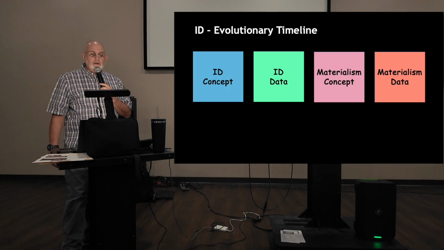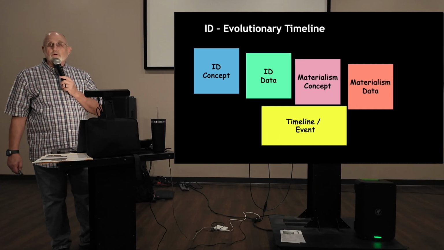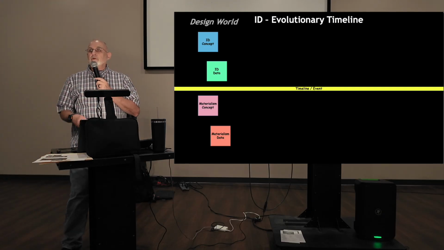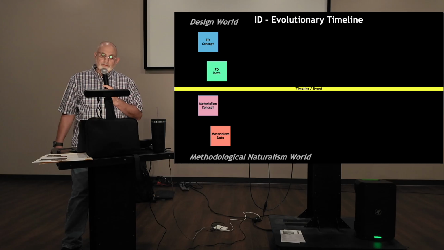So the timeline will be in yellow, and we'll kind of do it like this. So the evolutionary timeline for intelligent design, the design world will be on the top. The methodological naturalism or the materialism world will be on the bottom. Okay, and those will be in pink and orange.